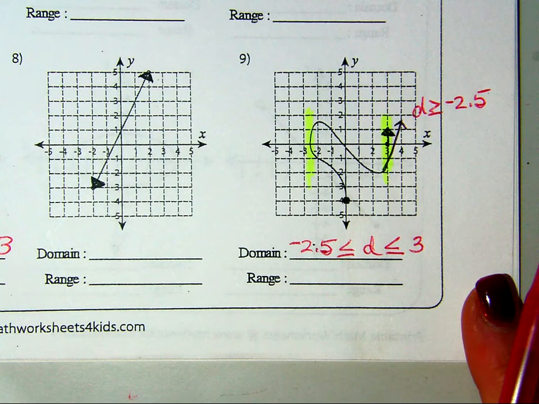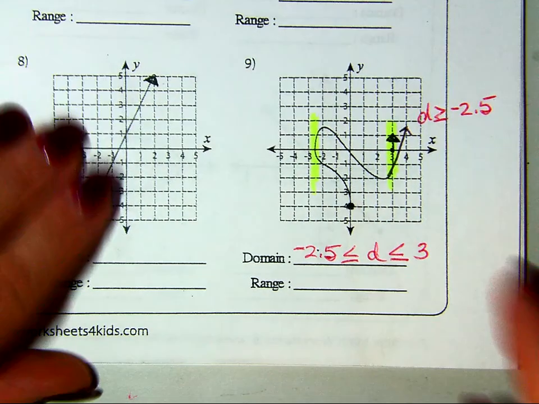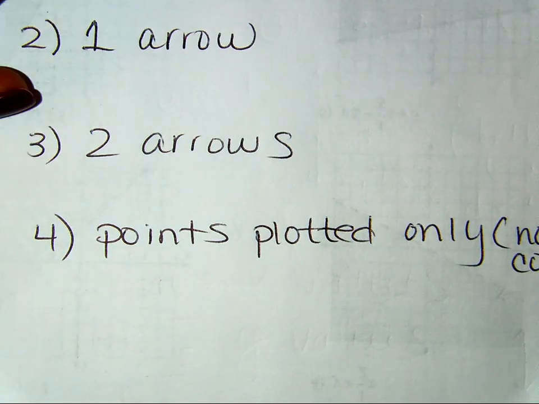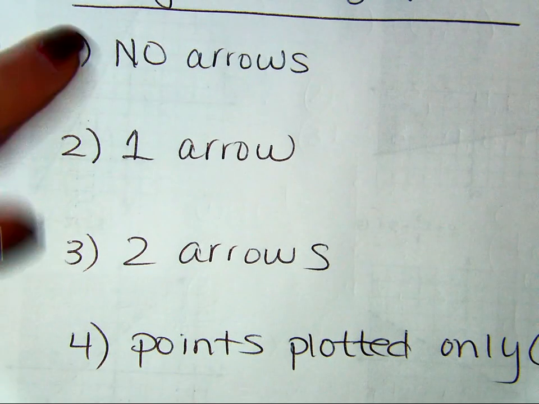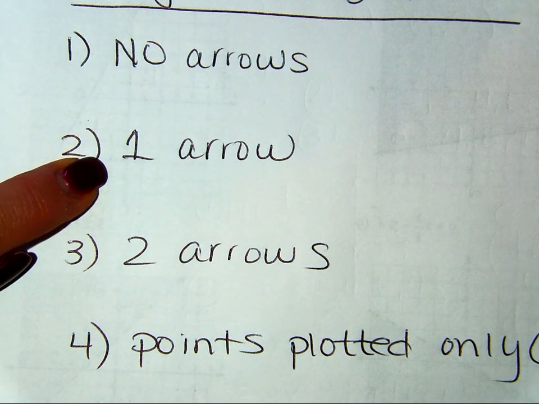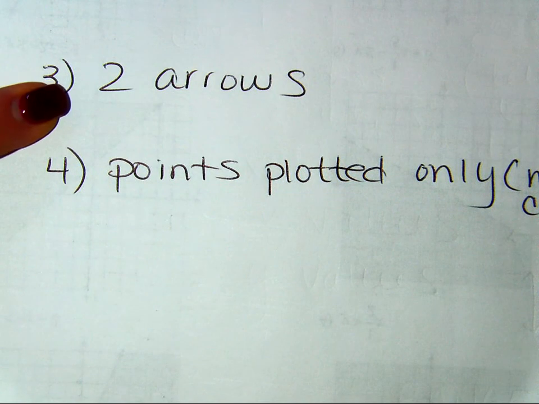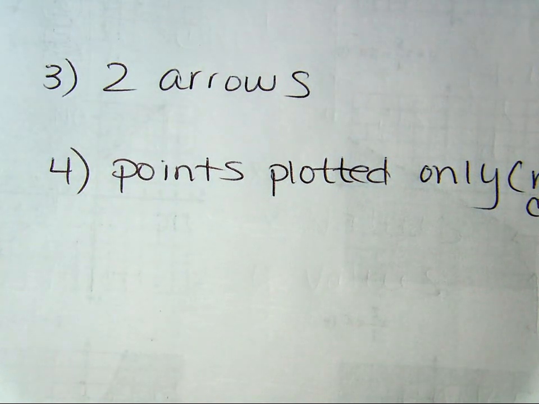So when there's 2 ending points, it's going to have a definite left end and a definite right end. When there's 1, it's only going to go forever in one direction. And now let's talk about 2 arrows. Whenever you see 2 arrows, normally you do a little happy dance because those are the easiest ones. Let's look at number 8.